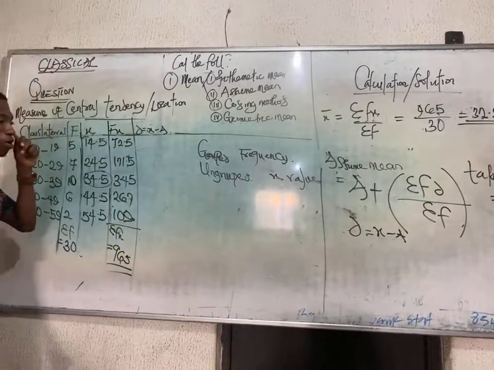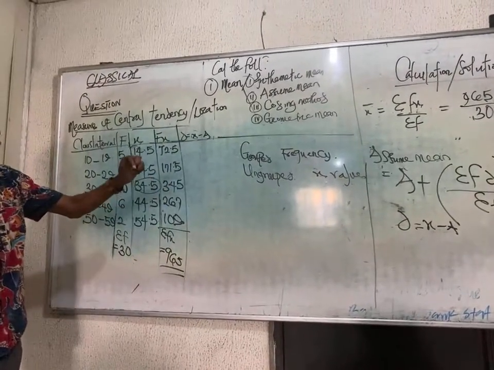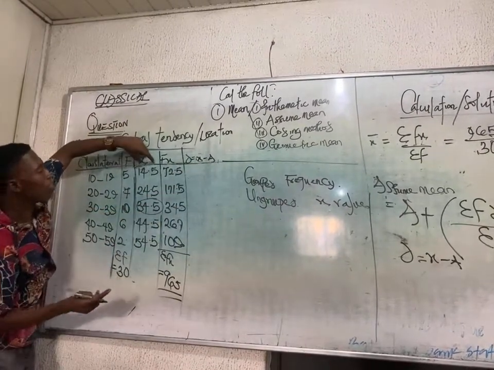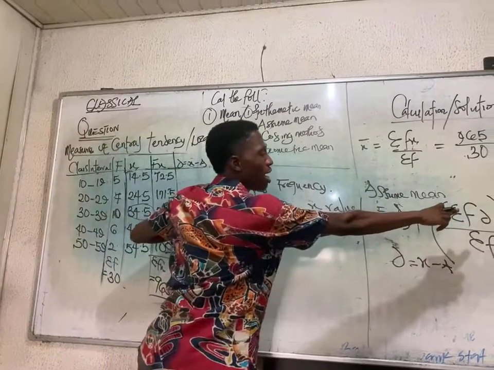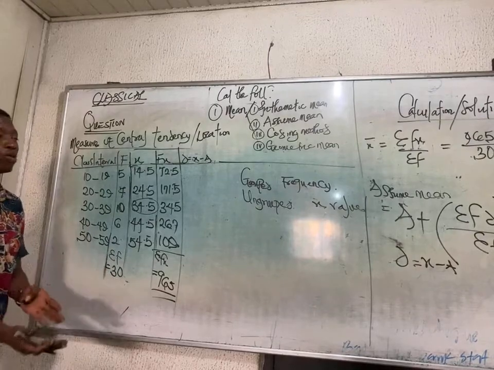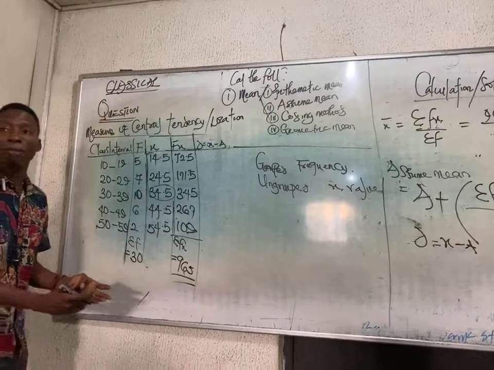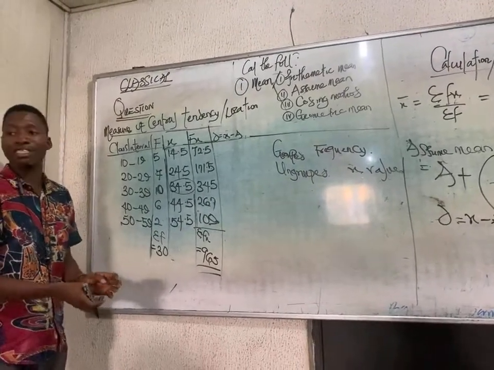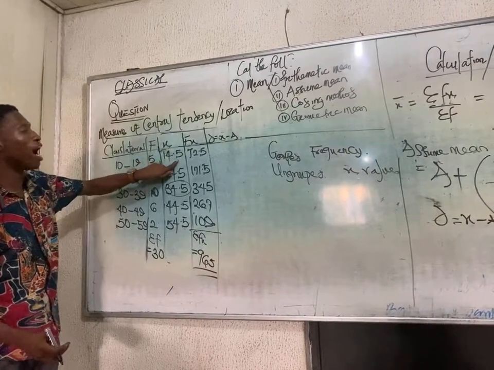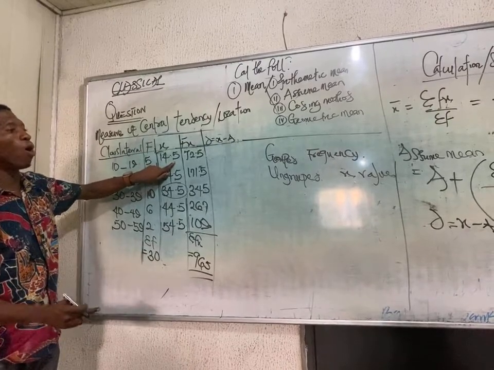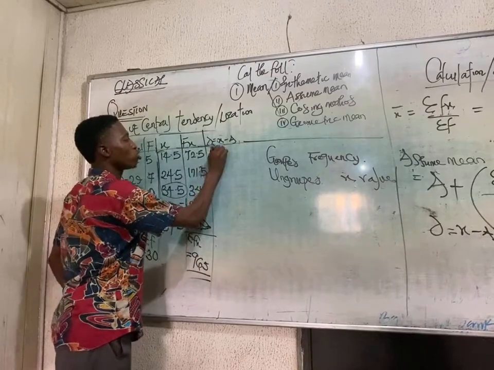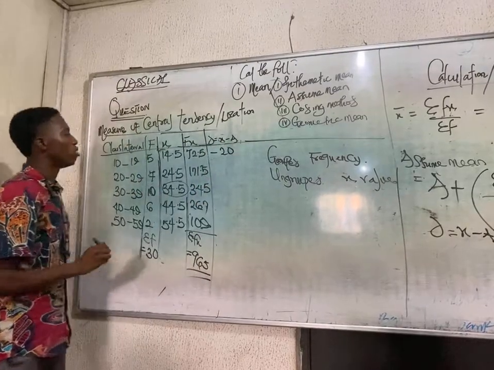So therefore derivative equals x minus a. Now what is my x? This is my x. What is my a? That is my a, which is the assume. So therefore we shall be subtracting the variable, so x minus a. What is x? 14.5 minus 34.5, which will give me minus 20. Minus 20.